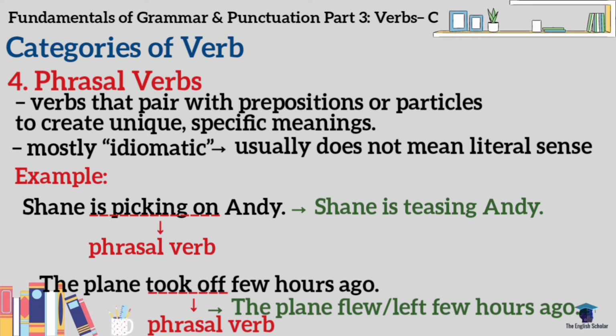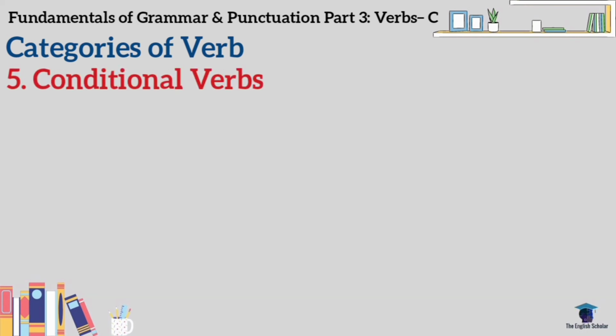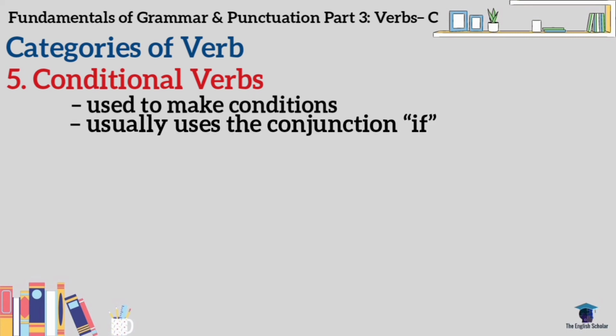Last one for this video, we have conditional verbs. Conditional verbs are verb constructions that are used in conditional sentences, which describe a hypothetical outcome that is reliant upon another conditional situation being true. These sentences most often use the conjunction if with one of the verbs to express the conditional situation, and often use modal auxiliary verbs to describe the hypothetical outcome.